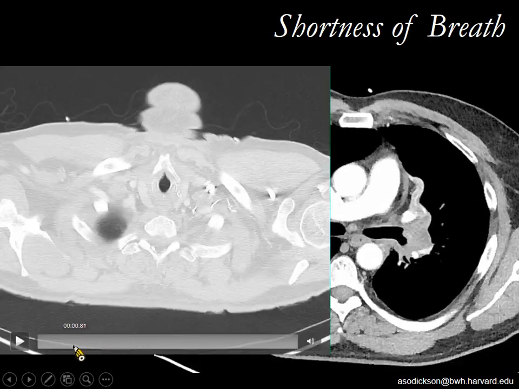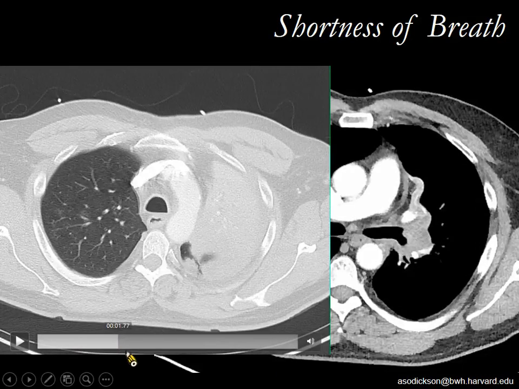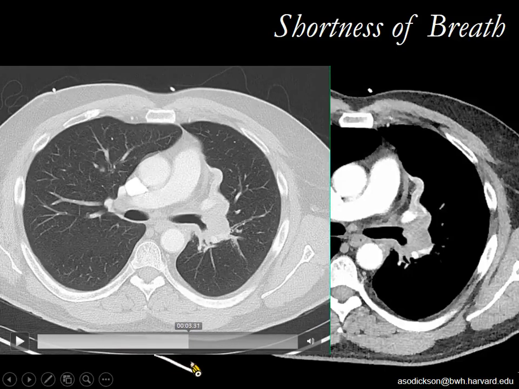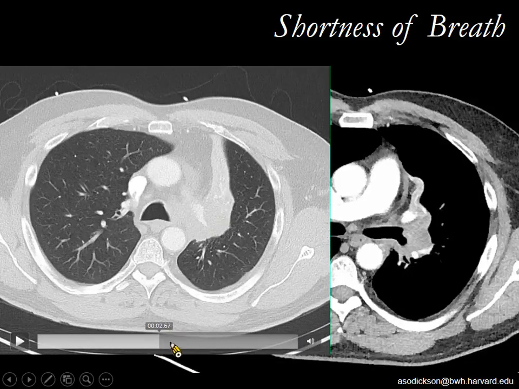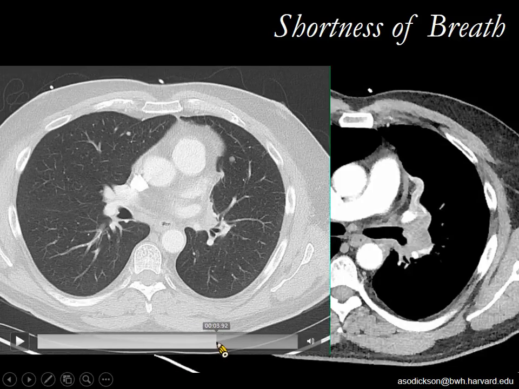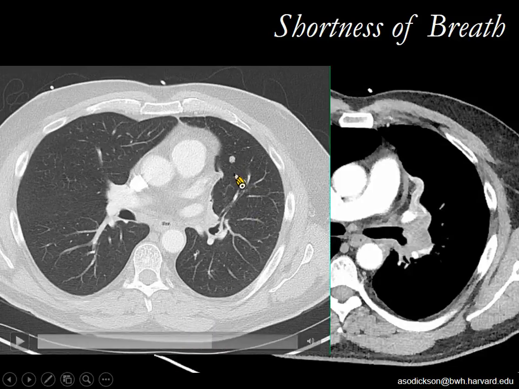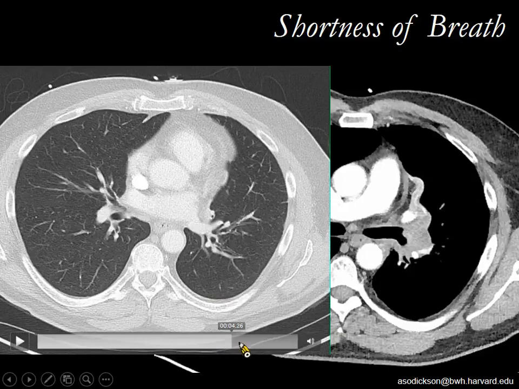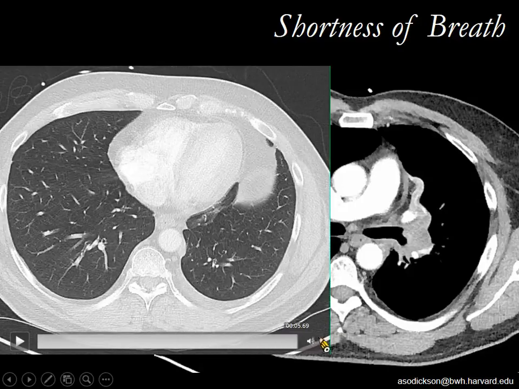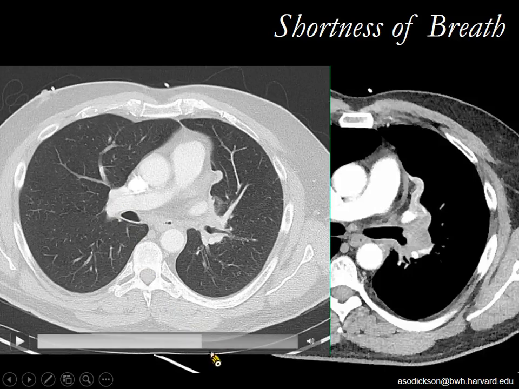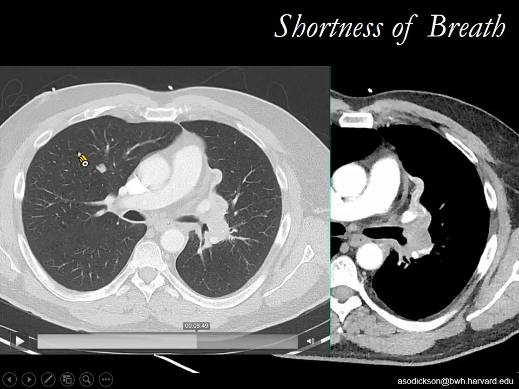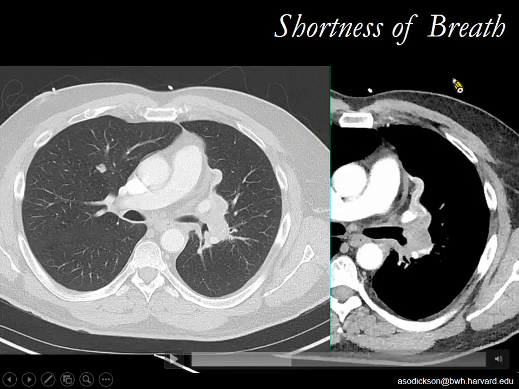I also included a lung algorithm reconstruction, where here you can see the obstruction of this left upper lobe bronchus by mass. Unfortunately, you can see we have a number of nodules both in the same lung and in the other lung right here from metastatic disease.